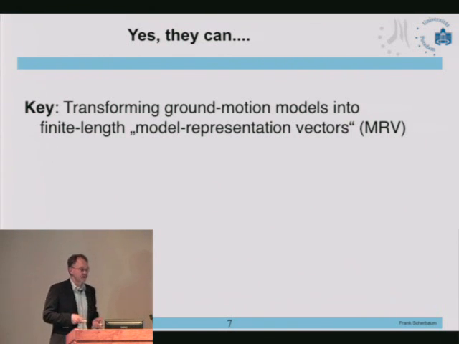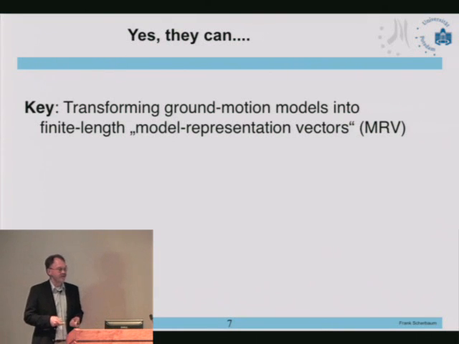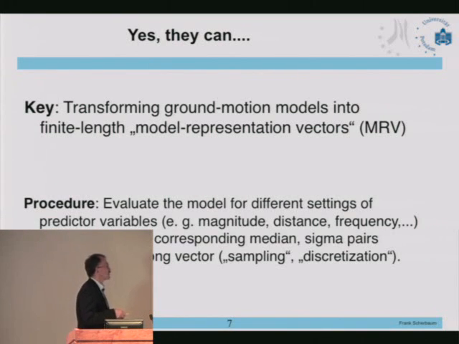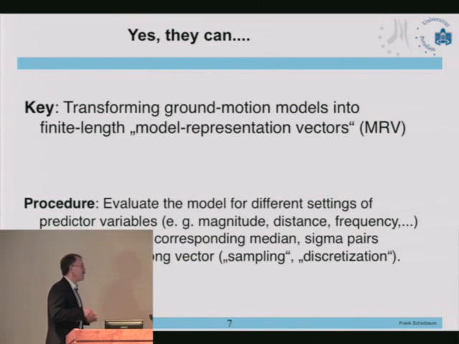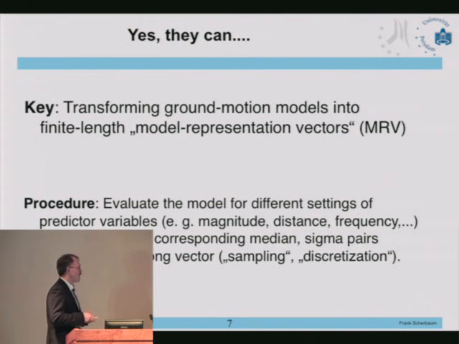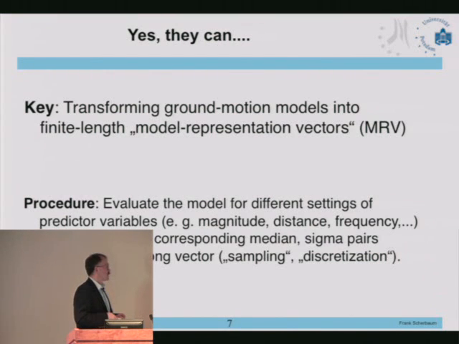I will also use the term feature vectors or model feature vectors in this context. And the procedure is very simple. It simply means that one has to evaluate the model for different settings of the predictor variable, so for different magnitudes, distances, and frequencies, and then combine the predicted values, the median and sigma values, into a long vector. And this means essentially we are sampling the ground motion model, or in the context of digital signal processing, this would correspond to the process of discretization.